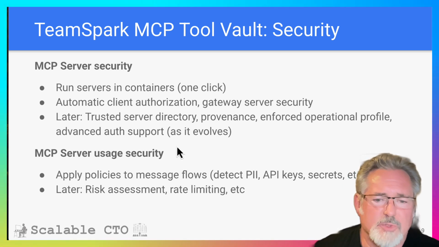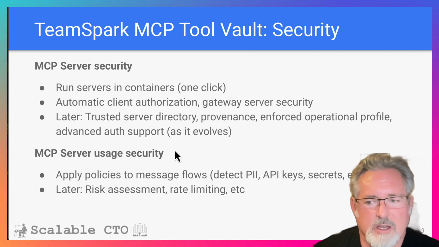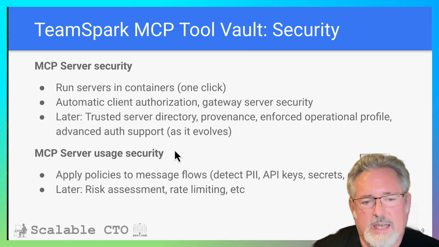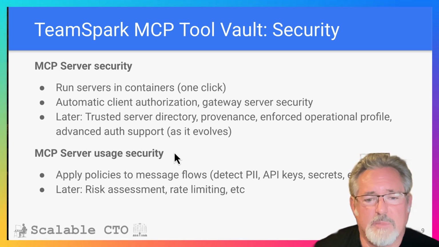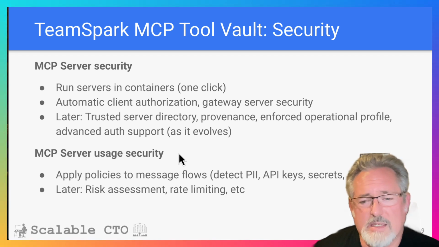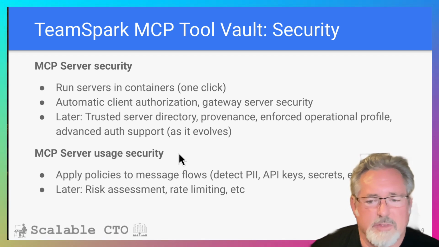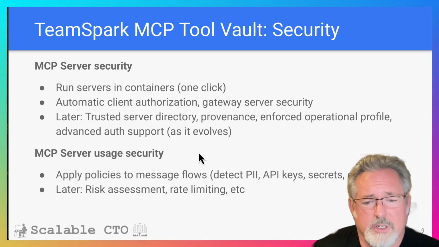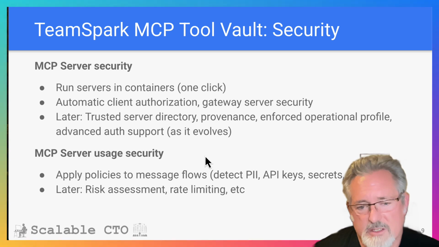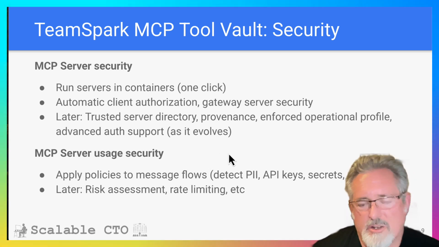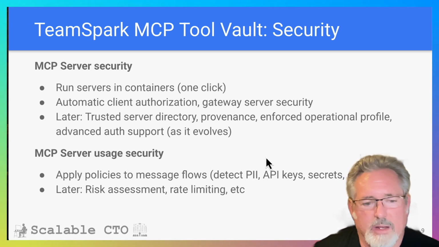The other side of this, which I think is equally, if not more important, is the MCP server usage security. So that's the security of the actual data flow. So that's looking at what's going back and forth between these LLMs and the tools, and being able to apply some policies to those. So being able to do things like detect PII, detect API keys and secrets, all kinds of other things. And I'll give you a bunch of examples of some built-in policy filtering, but you want to be able to see what's going on. You want to be able to flag things that look suspicious, and you want to be able to, in some cases, redact or go into an error state if something is happening that you don't want to have happen.